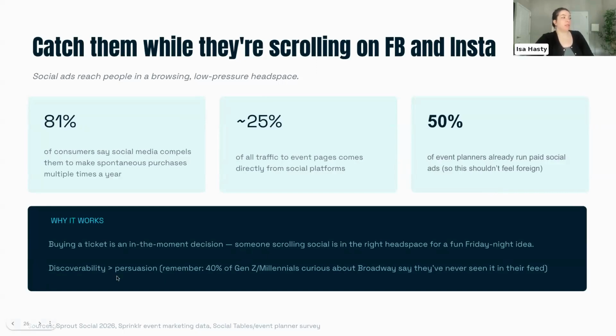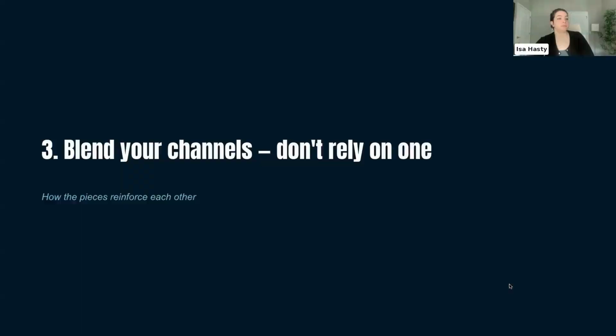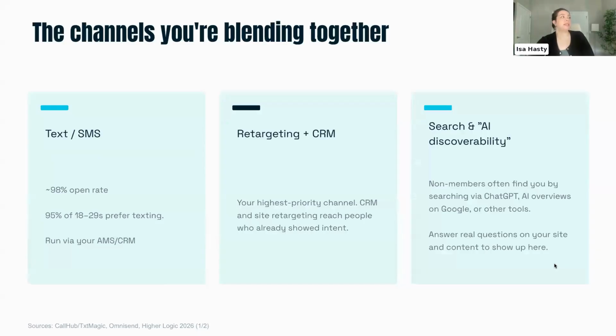And then again, discoverability is more important than the persuasion piece, right? In the first place, you have to get in front of people and then you can persuade. So just coming back to this stat, about 40% of Gen Z and millennials being curious about Broadway and shows and theater, but not seeing it in their feed. And then blending your channels, right? So you don't want to rely solely on one thing ever. You want all of these pieces to kind of reinforce each other and fit together nicely.